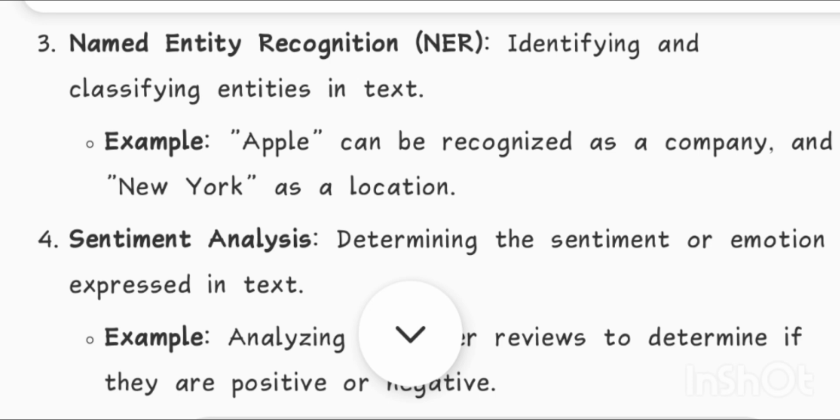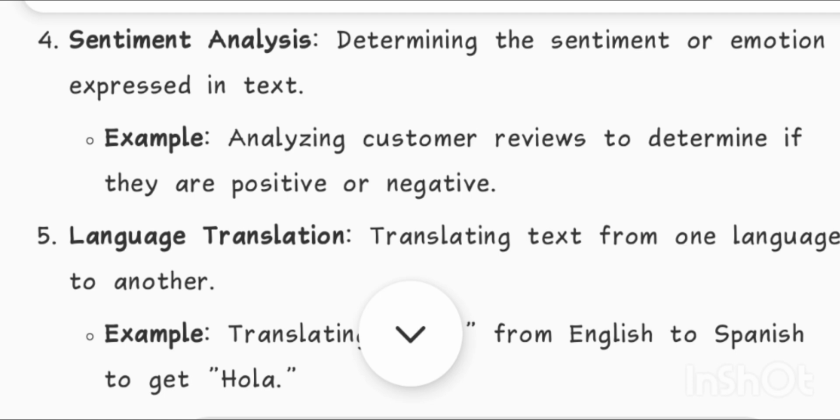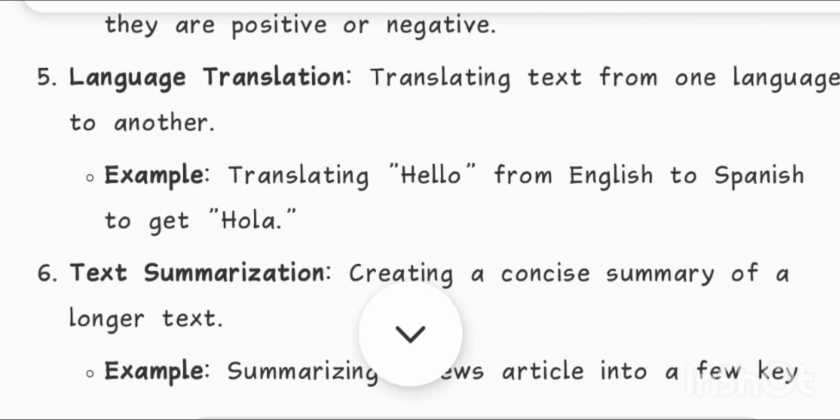3. Named entity recognition, NER, identifying and classifying entities in text. Example, Apple can be recognized as a company and New York as a location. 4. Sentiment analysis, determining the sentiment or emotion expressed in text. Example, analyzing customer reviews to determine if they are positive or negative.